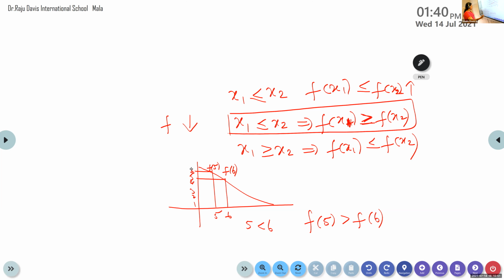Same thing, how can we write it? Instead of writing x less than 6, we can write 6 is greater than 5, that is, x1 is greater than x2. For the greater values, the reverse will happen. F of 5 is less than or equal to f of 6. So f of x1 is greater than or equal to f of x2 for x1 less than x2, and for the smaller numbers, we will get the reverse.